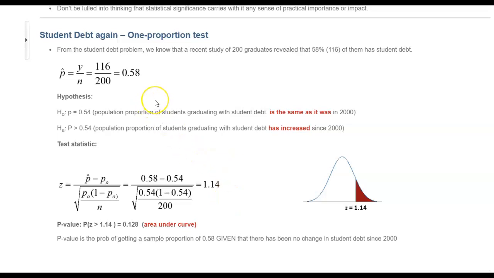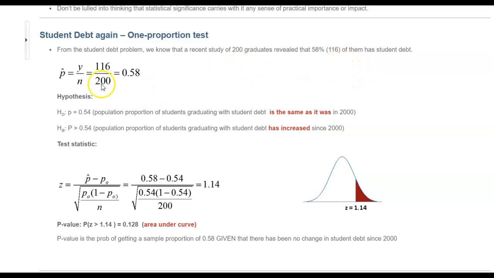Okay, we continue using Excel to solve the questions for Chapter 17, the first example, student debts. This is one proportion test. We did a survey of 200 graduates, and 58% of them have debts. That gives us 116 successes, which basically says 116 out of 200 have debts.